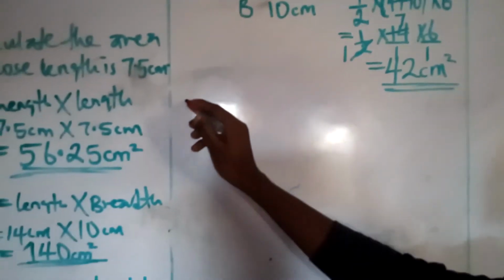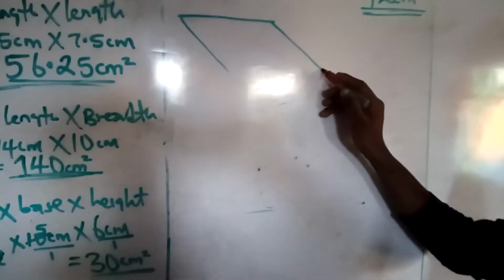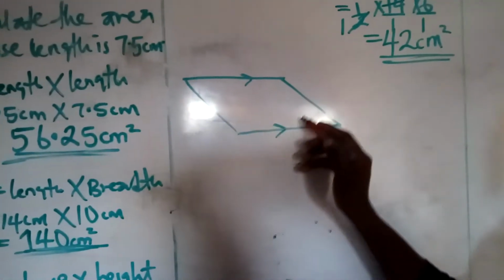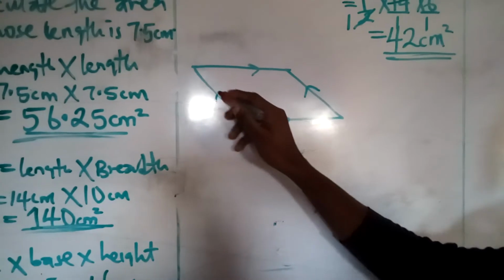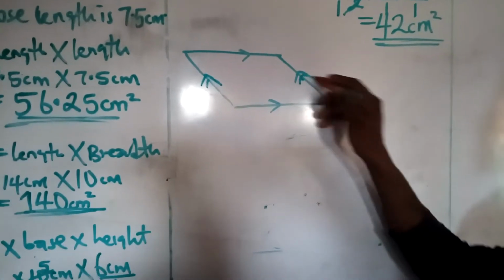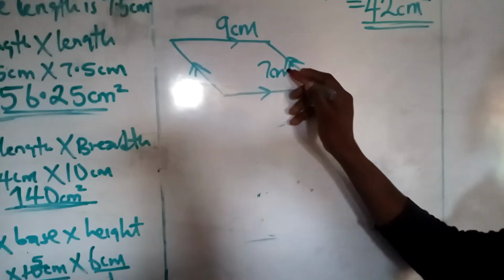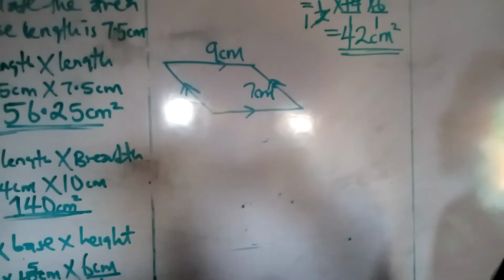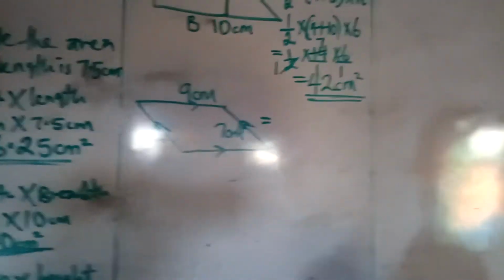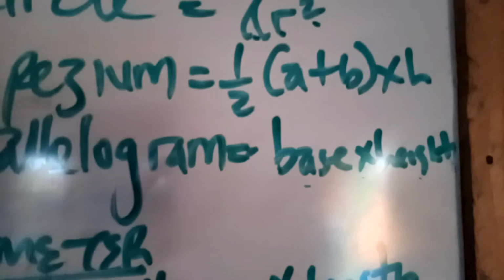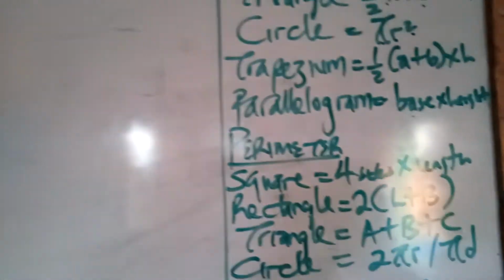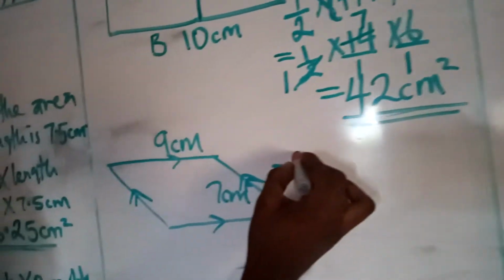Now let's go to the area of a parallelogram. This is a parallelogram. It's often called a tilted square. Here is 9 centimeter and here is 7 centimeter. Now the formula for the area of a parallelogram is base times height. Now let's apply the formula in calculating the area of this shape.